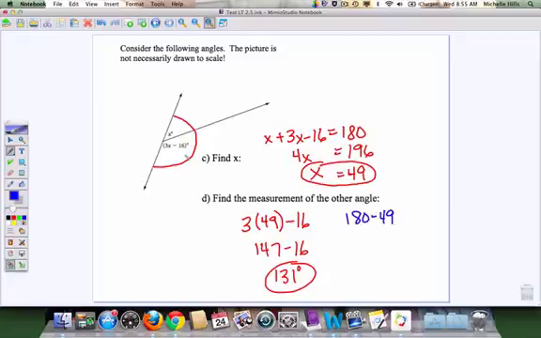The other way to do this and show work would be to take the 180 minus the 49, because that should be the measure of this angle. The only reason I would recommend doing this first way is then when you get these two, add them together to make sure you get 180. It's a check to make sure that you found the x correctly in the first place.